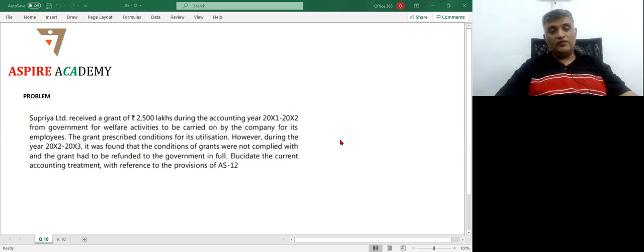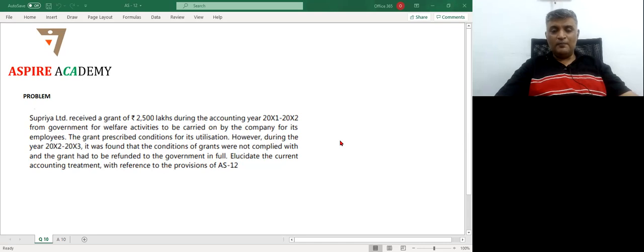16 lakhs was the amount of the grant, right? Which was earlier credited to the deferred grant account, 16 lakhs. Then over 2 years we transferred 4 lakhs, 4 lakhs to the P&L account. And balance 8 lakhs was still remaining in the deferred credit account. Now when the grant became refundable, we passed the entry: deferred credit account 8 lakhs, P&L 8 lakhs, to bank 16 lakhs. Same thing.